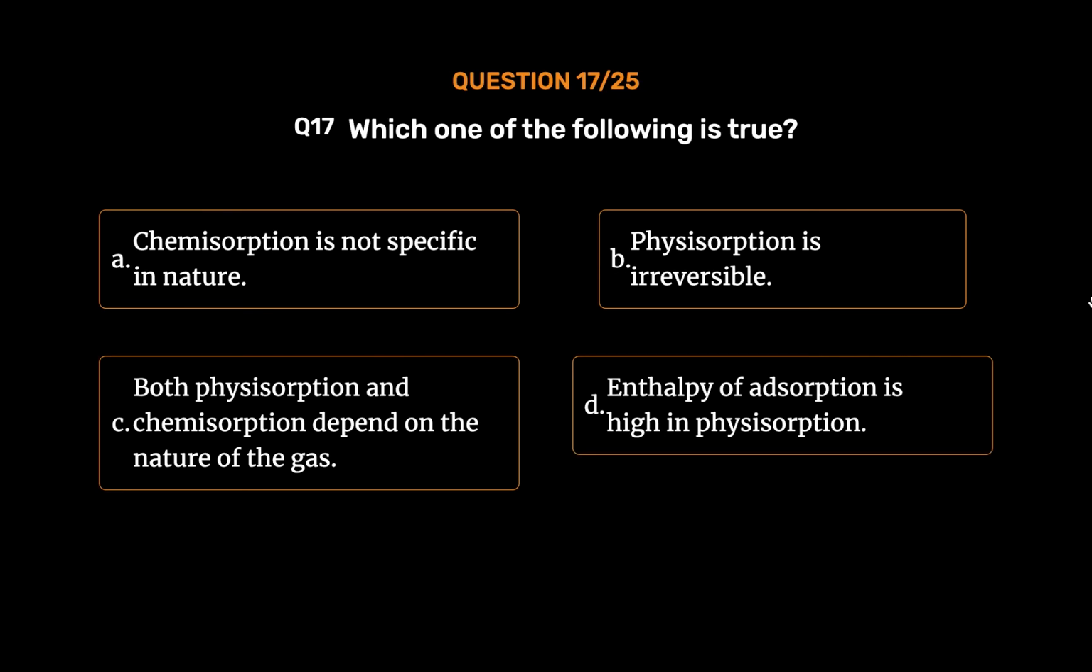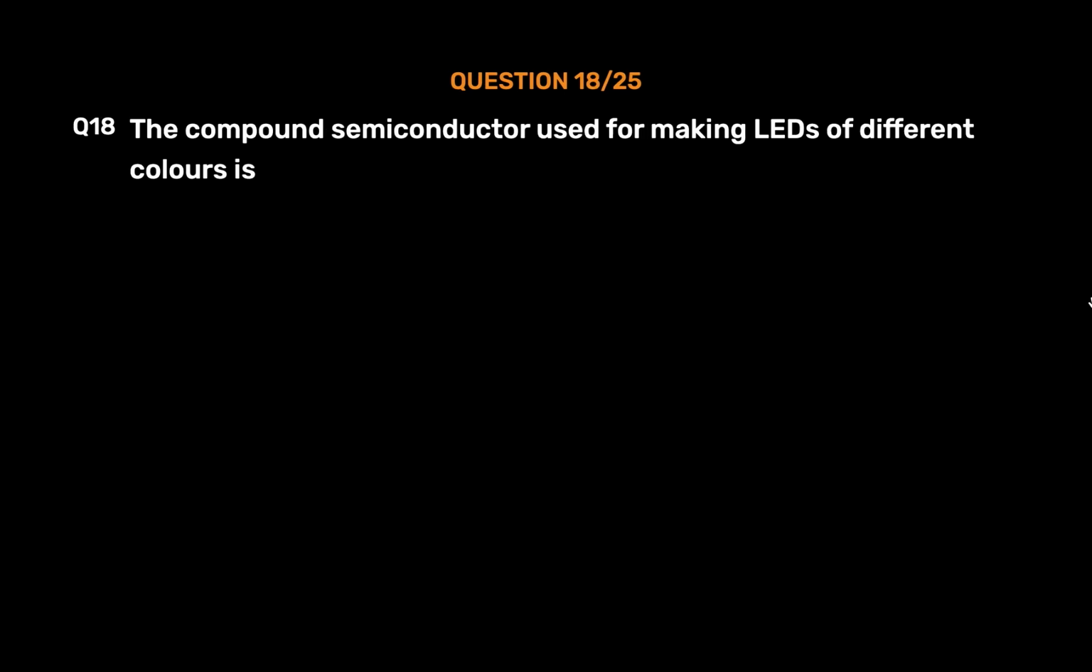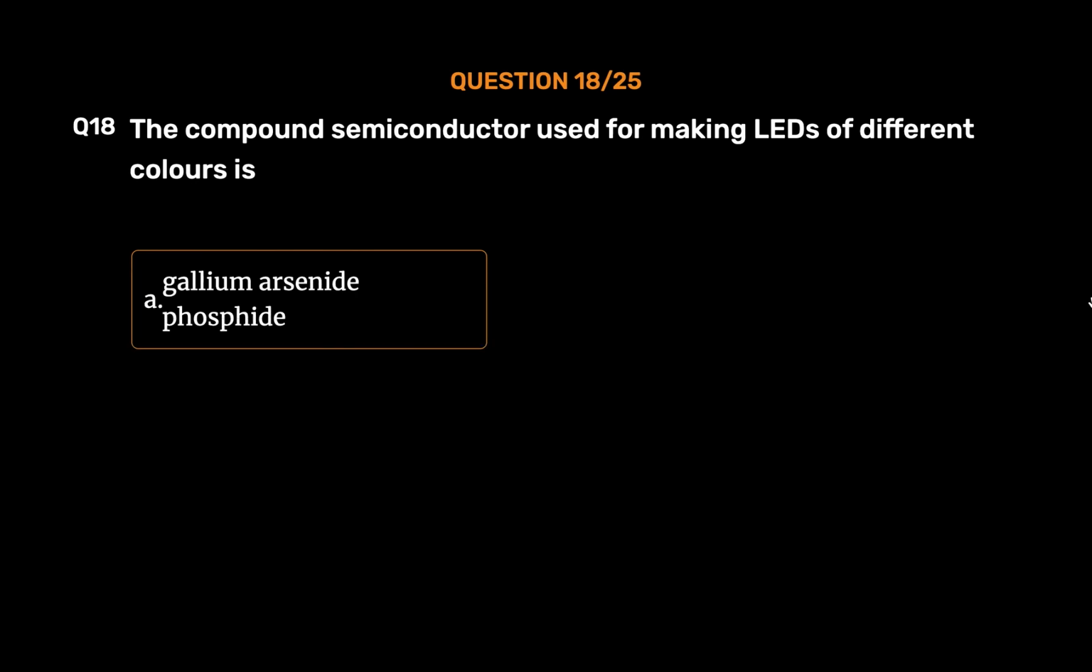The correct answer is option C. Both physisorption and chemisorption depend on the nature of the gas. Question number 18. The compound semiconductor used for making LEDs of different colors is option A. Gallium arsenide phosphide. Option B.